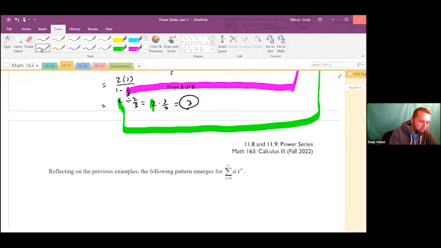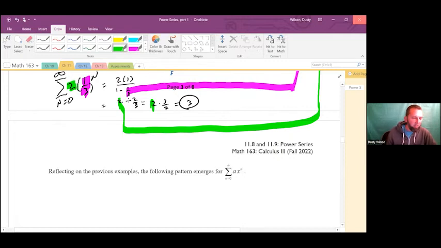So remember that we had the sum from n equals 0 to infinity of 2 times 1/3 to the nth power. Here's the 1/3. Here's the 2. And we ended with this formula, 2 times 1 over 1 minus 1/3.